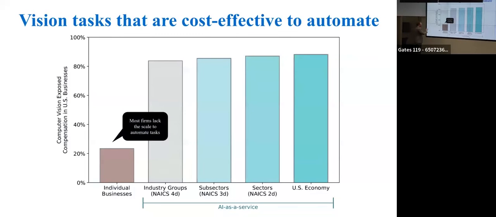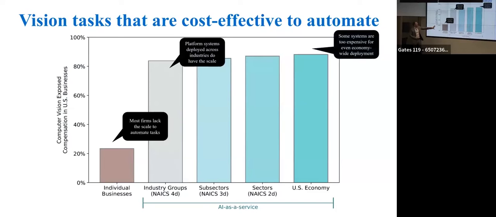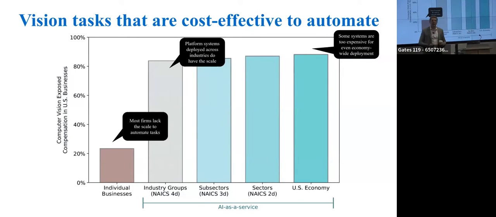Okay, so this is telling us three big things. Most firms lack the scale to automate tasks. Platform systems deployed across industries do have that scale. And even at the level of the whole economy, some systems are too expensive and you still don't want to deploy them. So this is encouraging from the point of view of labor, which may still have some things to do, because there are cases where the level of proficiency needed would just be too expensive. You don't want to build that using the technologies that we have right now.